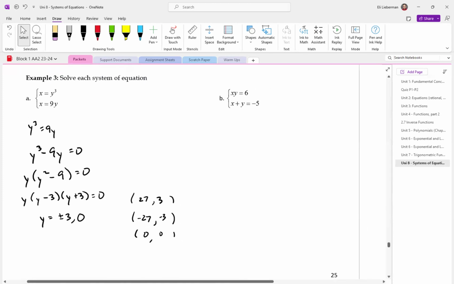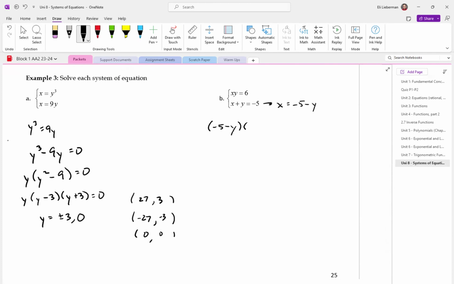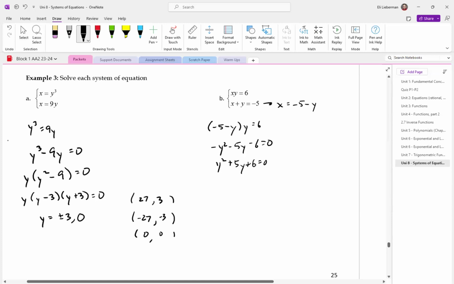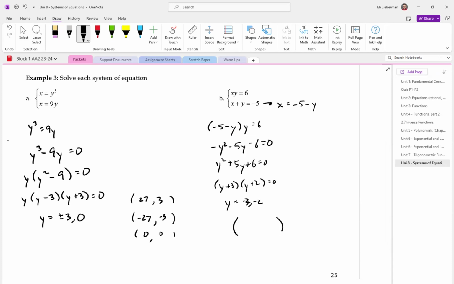What I did was, since x plus y equals -5, I subtracted y from both sides, so I got x equals -5 minus y. Then I plugged that value for x in the first equation. I got negative y minus 5 times y is equal to 6. When you multiply that out, you get negative y squared minus 5y plus 6 equals 0. Then if you divide both sides by -1, you get y squared plus 5y plus 6 equals 0. You can factor that into y plus 3 times y plus 2, and you'll get y equals -3 and -2. If you plug that back in, you get x values of -2 and -3. So your coordinates are (-2, -3) and (-3, -2).